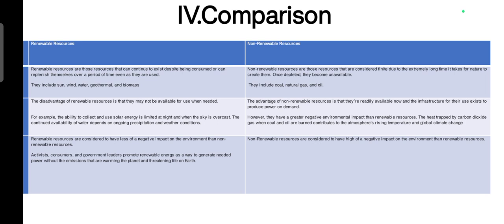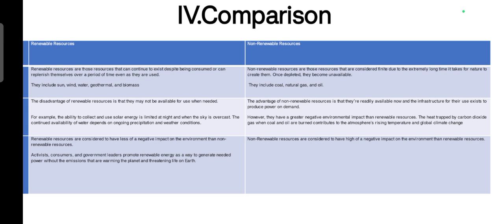The disadvantage of renewable resources is that they may not be available for use when needed. For example, the ability to collect and use solar energy is limited at night or when the sky is overcast. The continued availability of water depends on growing participation and weather conditions.